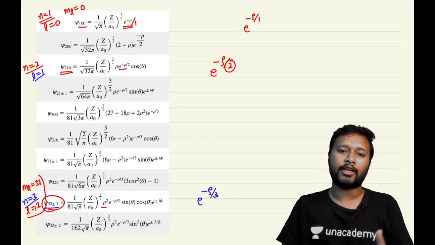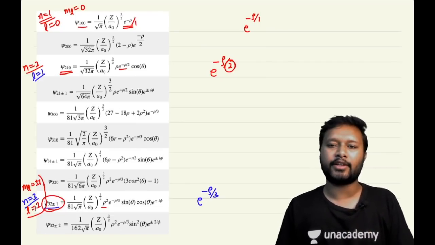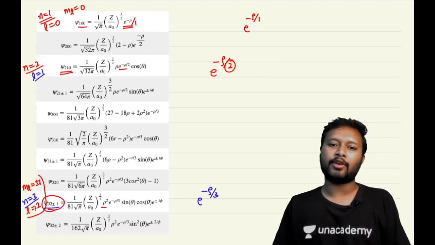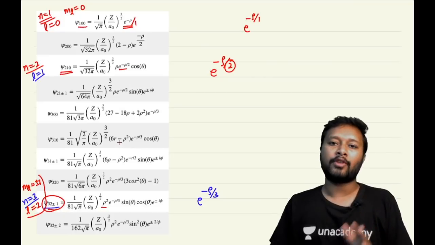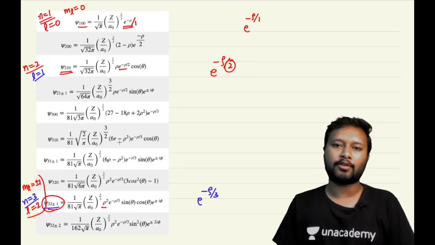You can check it out for any of the wave functions, and this is how it is done. It's pretty simple, it's pretty straightforward. You don't have to do anything in this case. One thing which you have to focus on is that all these wave functions are in terms of rho. You have to solve those questions as well which are in terms of r, so try solving those as well.